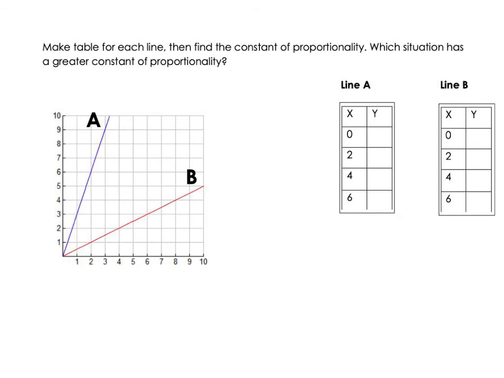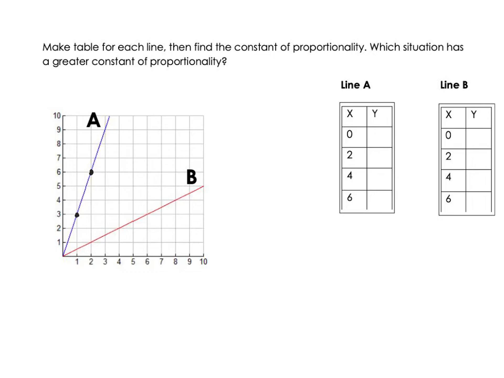Next, make a table for each line, then find the constant of proportionality. Which situation has a greater constant of proportionality? So let's start with line A. Line A, I'm going to look at some points. Oh, those are the easier lines. Oh, when x is 1, too. Never mind. I'm looking at the wrong one.